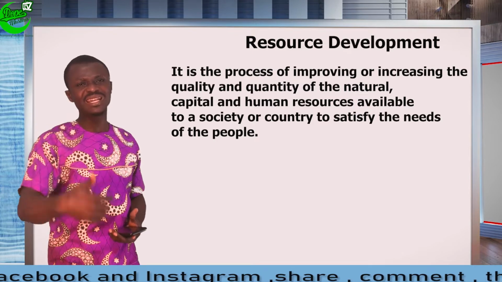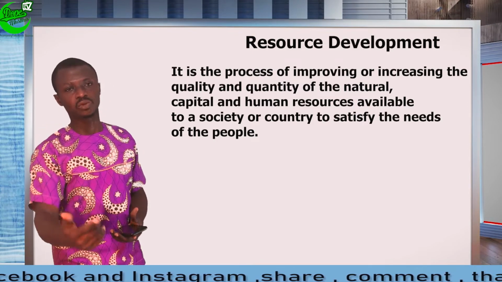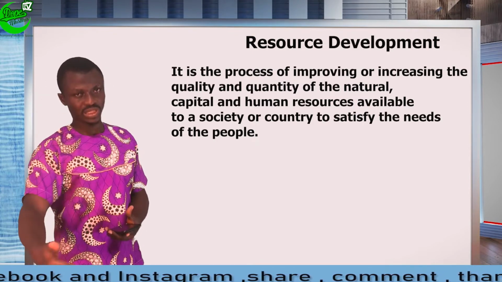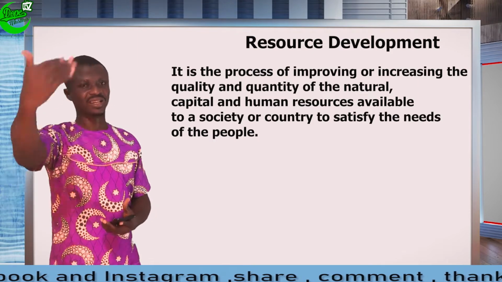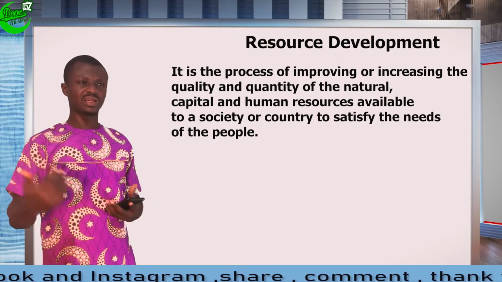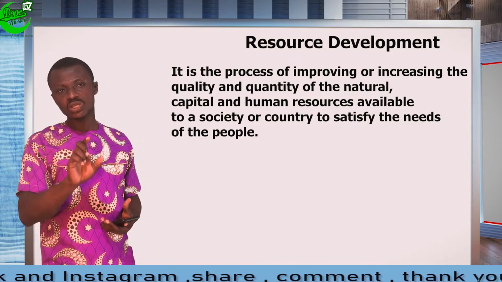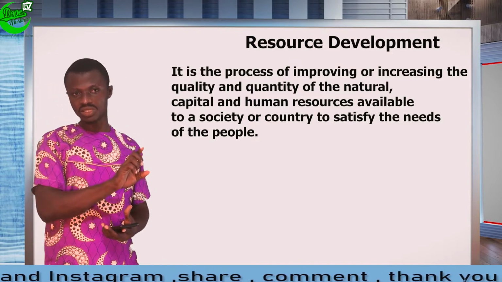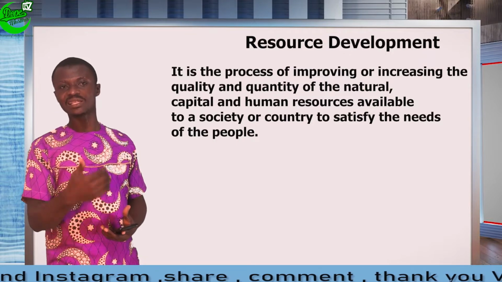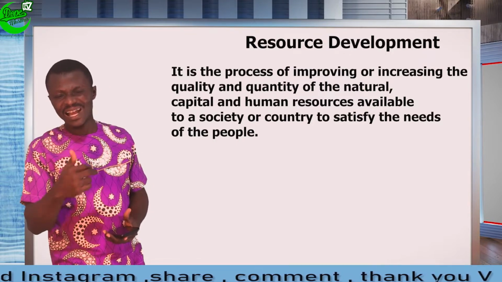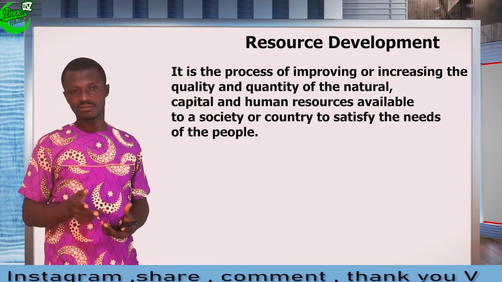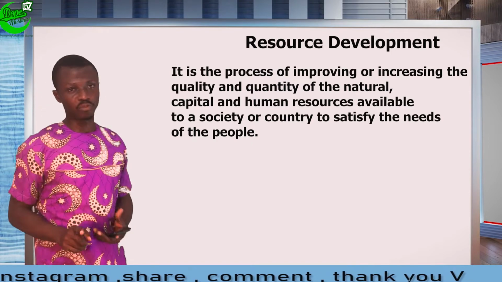So we are improving the quality and quantity. As we want to make it qualitative, we are also talking about the quantity, to meet the needs of the people in the society. That's what resource development is. So when you have a resource and you are developing, it means that you are improving its quality as well as the quantity of it. That is what resource development is.